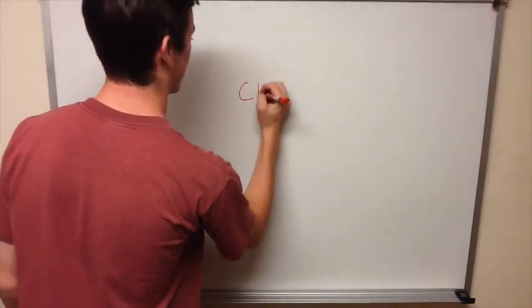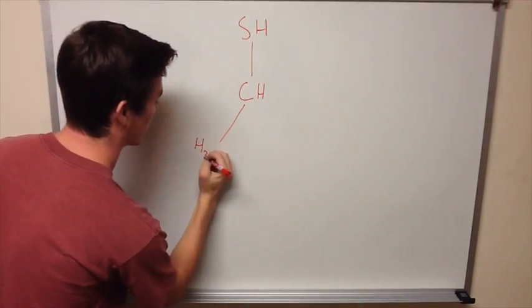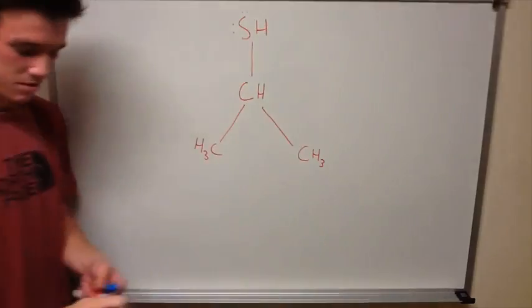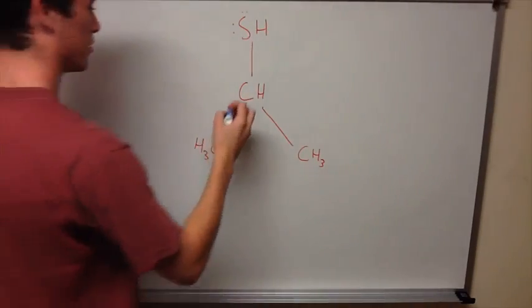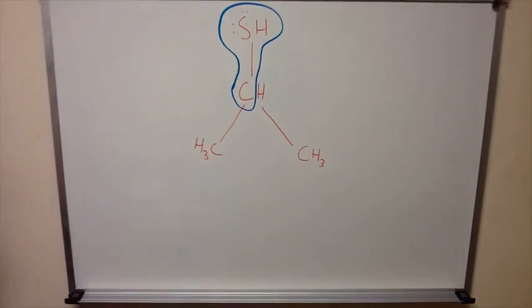Skunk spray is composed of functional groups called thiols and thioacetates. A thiol is an organosulfur compound that contains a carbon-bonded sulfhydryl group, shown in blue. Notice how the sulfur has two lone pairs.